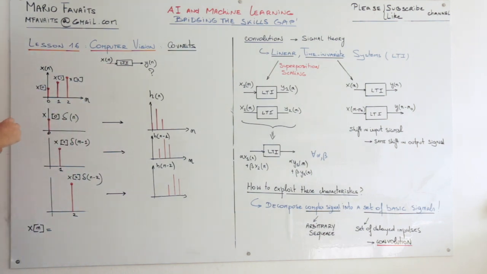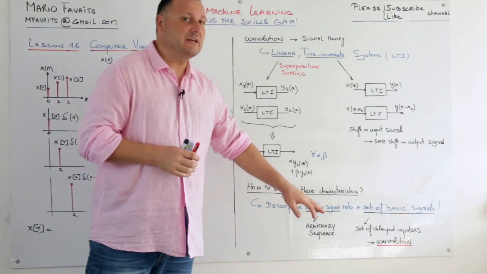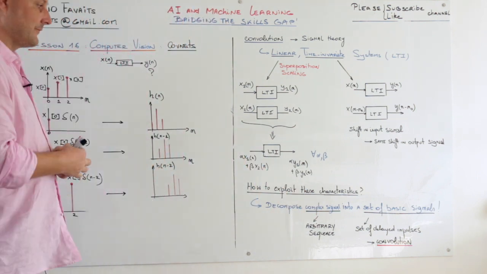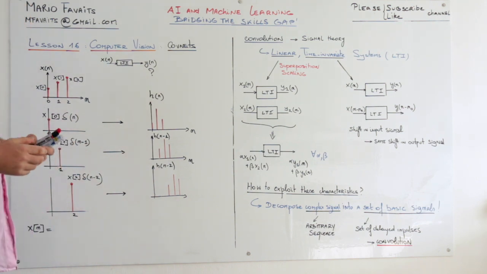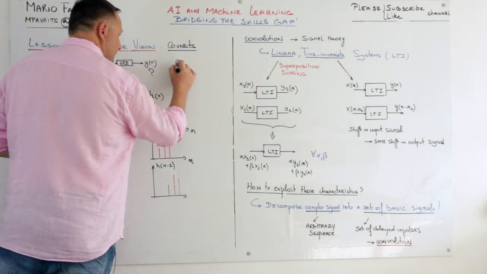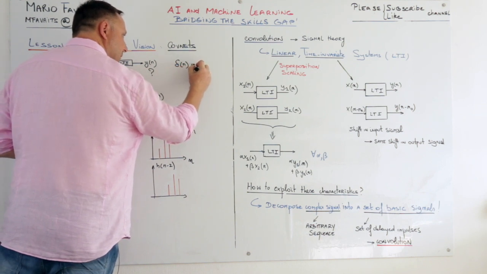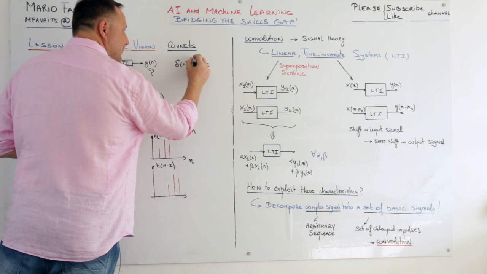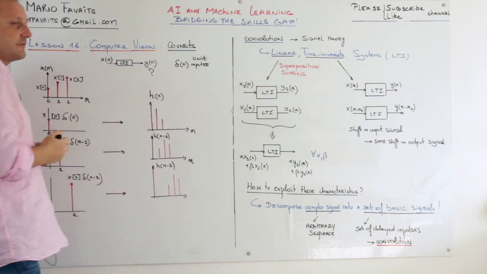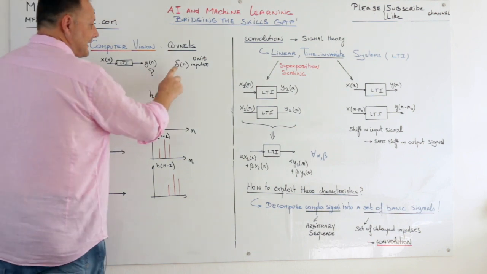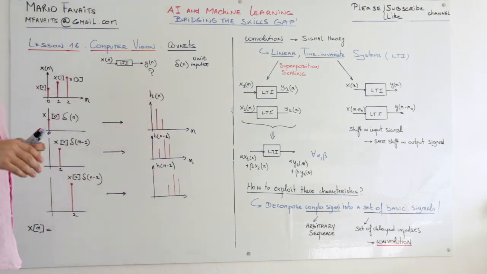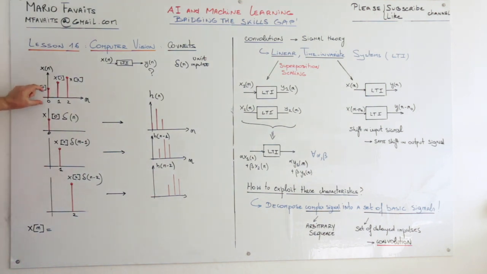So what we're going to do is decompose that complex signal into a set of delayed impulses. This delta here, we call the unit impulse. It's basically the Dirac delta function, but you can forget about that. Decompose means that we decompose it into this piece, then this piece, which is delayed by 1, and then the longest piece here, which is delayed by 2.